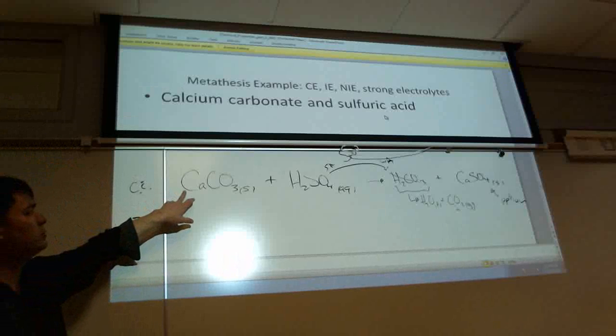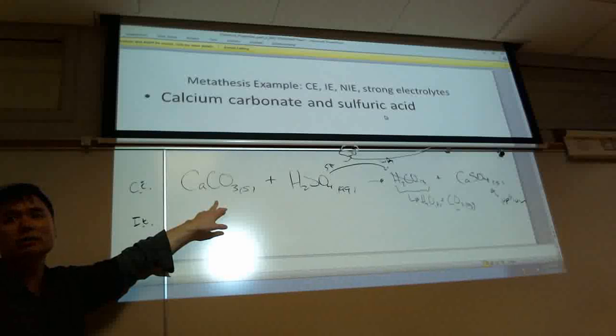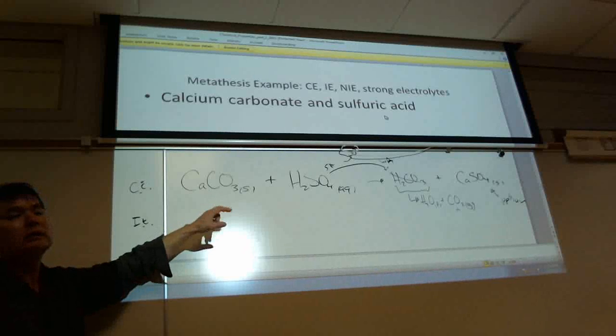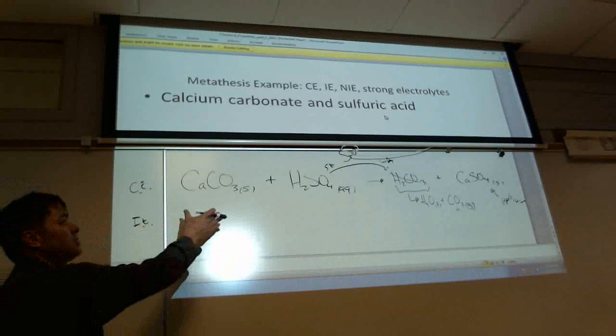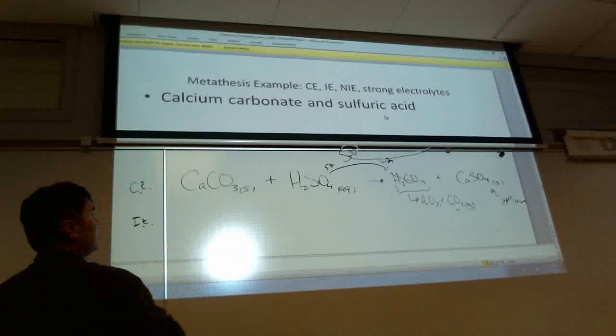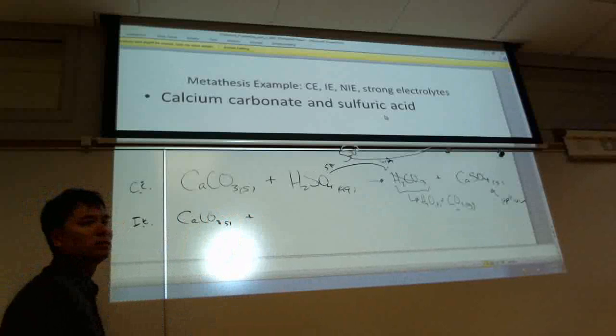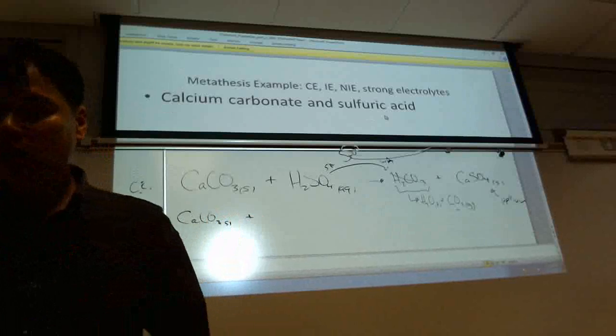We're going to use the definition: does it dissociate close to 100%? No. Most of it's going to stay locked in a crystal lattice like this. And so we don't touch this. This is calcium carbonate solid. What about H2SO4? Yes, it's a strong electrolyte.